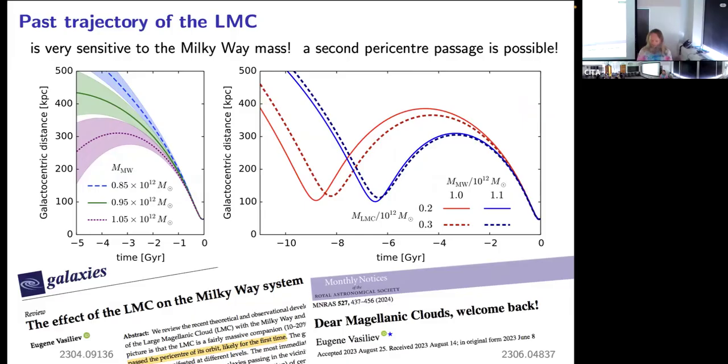So if that happens, if the LMC comes back, you see that there is still quite a large variety of possible orbits. Here, the Milky Way mass was only varied by 10%, and the LMC mass was also varied in some ways, and that changes the orbits quite considerably. But if it happened that it had another pericenter passage in the past, it would be quite far away, something like 100 kiloparsec pericenter distance, and it would have happened many years ago.